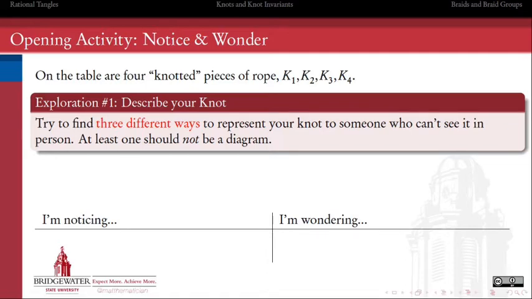So the first exploration is we're going to walk past these knots in just a minute and bring some pencil, paper, and everything with you. Because what I'd like for you to do is to think about what are 3 different ways to represent your knot. In other words, communicate what kind of a knot this is to somebody who can't be here in the classroom with us to see it. So think about 3 totally separate ways to describe, represent what knot it is that you're looking at. And the only rule on that is at least one of those ways should not be just a diagram, just a drawing. So think about some way that's not just a diagram, in addition to a couple other ways to describe what your knot is.